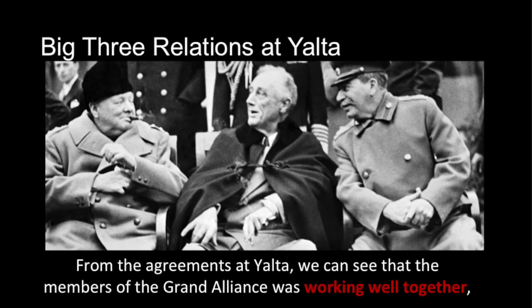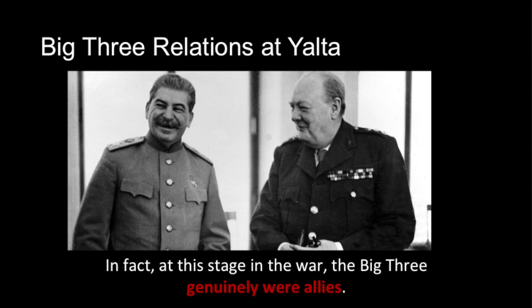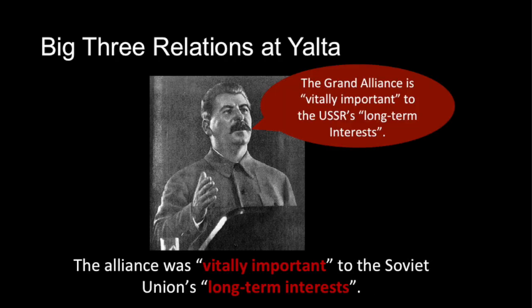From the agreements made at Yalta, we can see that the members of the Grand Alliance were working well together despite their different ambitions. In fact, at this stage in the war, the Big Three genuinely were allies. In November 1944, at the 27th anniversary of the Russian Communist Revolution, Stalin said that the alliance was vitally important to the Soviet Union's long-term interests.